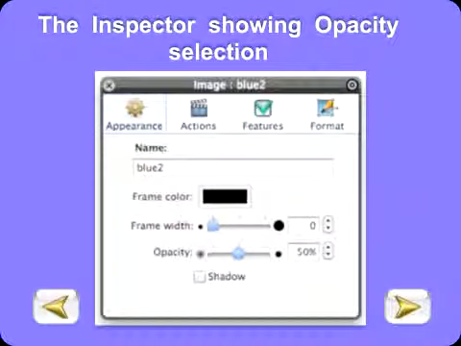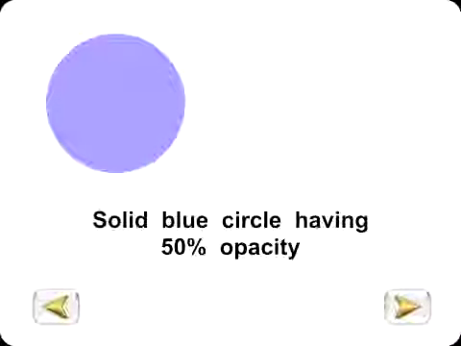Here shows the inspector where you can change the opacity. You could have done it back on the other palette, but in this case you can do it also. And I've set it for 50% so that you can see through into the white background of the LCD screen. There we have a solid blue circle having 50% opacity.